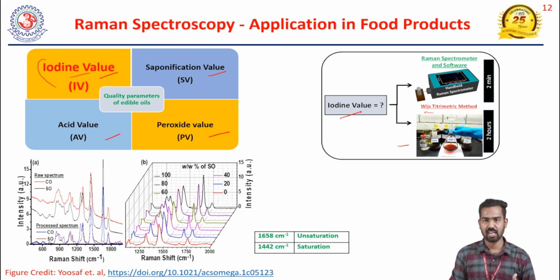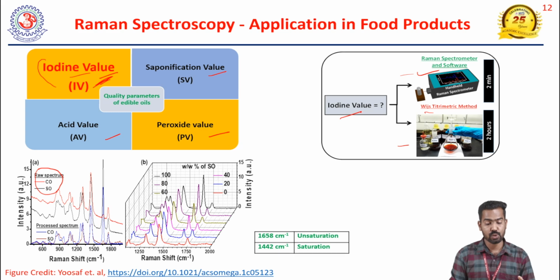But what we are trying is to develop a new method based on Raman spectroscopy for the detection of the iodine value of different edible oils. For that purpose, we took a model system. Here I took CO and SO. It is a very simple abbreviation: coconut oil and sunflower oil.